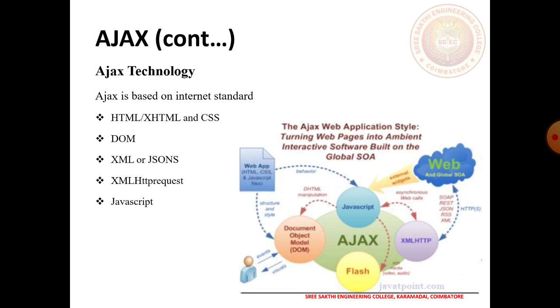Next, Ajax technologies. Ajax is based on internet standards. Some of the Ajax technologies are HTML and CSS, DOM, XML, XMLHttpRequest and JavaScript. HTML and CSS are mainly used for presentation, and they help to display the content and the style. DOM is the Document Object Model; it interacts with the document. XML is the Extensible Markup Language; it carries the data to and from the server. XMLHttpRequest carries data between the client and the server. JavaScript is client-side scripting where validation can take place on the user side.